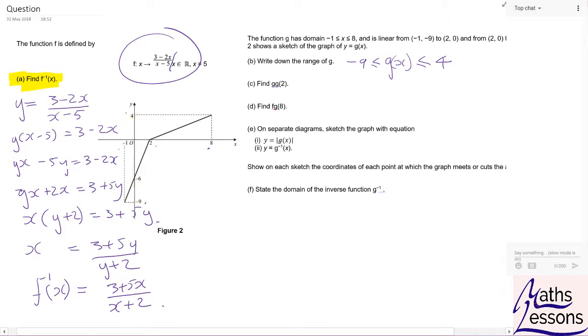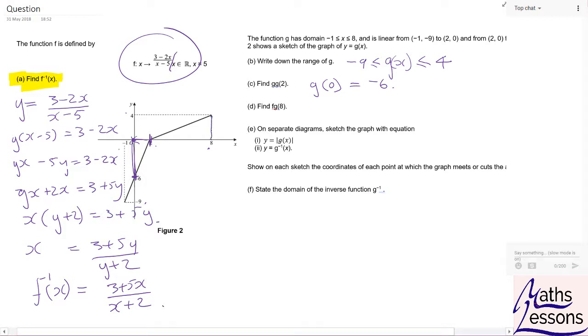Next we want to find g squared of 2. Well, if we put 2 into g, we get 0 out. And then we put 0 into g again, we get minus 6 out. So g of 2 equals g of 0, which equals minus 6. So you just think about it, you put 2 in, look for where it cuts the g function, where it cuts it straight away. Then you've got 0, and then you put 0 in, see where that cuts the g function, and that's at minus 6. Now we want to find fg of 8.